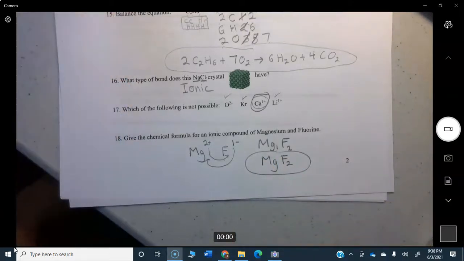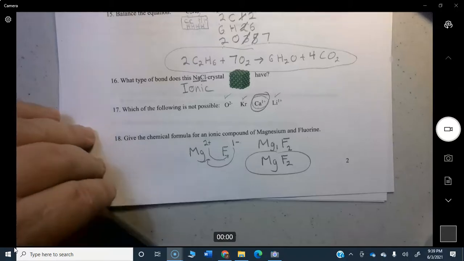So that would be how you create that. And again, that's back in about lesson 8. It's back in the ionic bond lesson. All right, let's keep going.